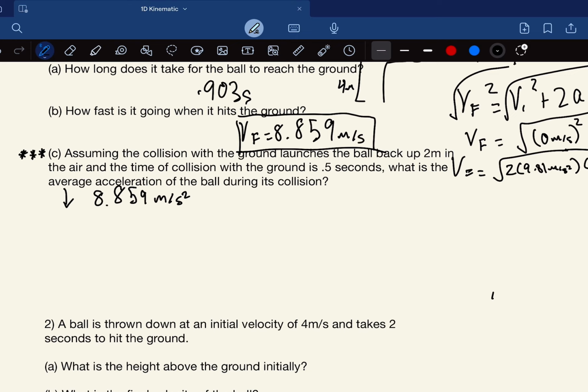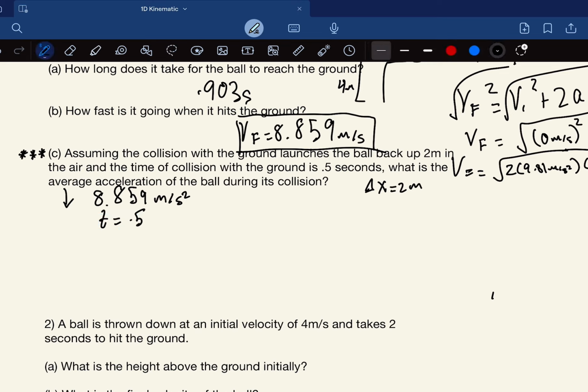So, once it bounces off the ground, it returns to a height of 2 meters. And the time it takes is 0.5 seconds. Actually, wait, that doesn't matter for this part of the problem. We can move this over here.